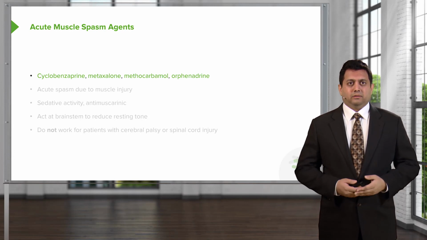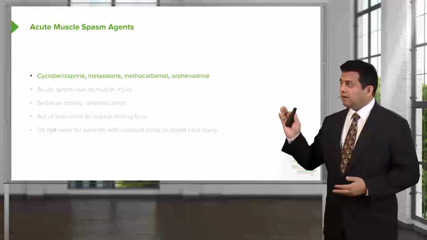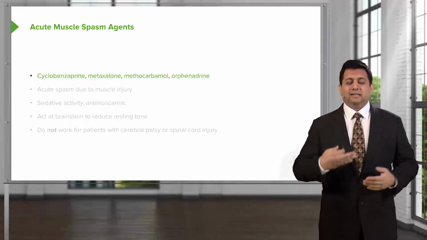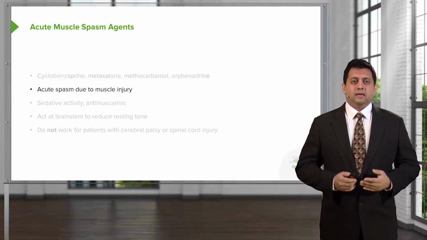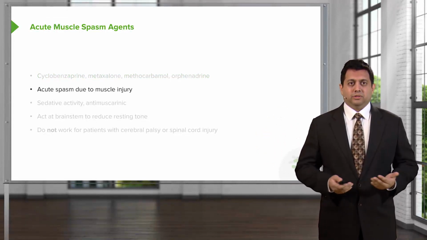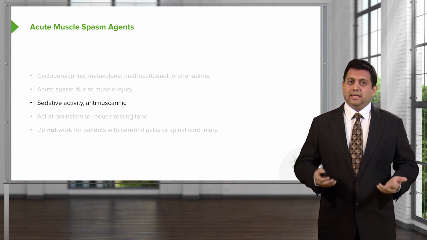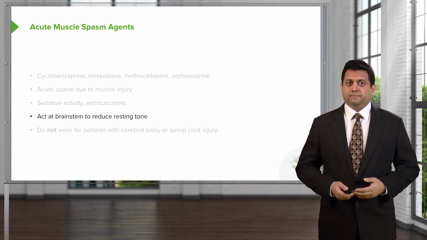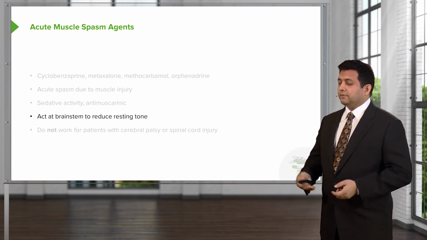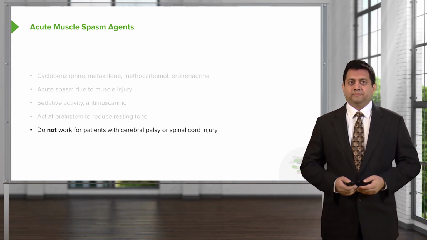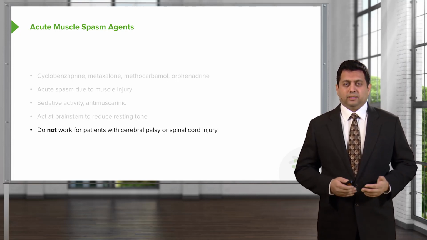Let's talk about cyclobenzaprine. The prototypical agent of cyclobenzaprine, there are other agents that are available, but I think for your exam you can just focus on cyclobenzaprine. We often use it in acute spasm due to a muscle injury. It has some sedative activity. It is a muscarinic agent. It does act at the brainstem, and that will reduce resting tone of output from the brainstem. Now, these do not work for patients who have cerebral palsy or spinal cord injury.